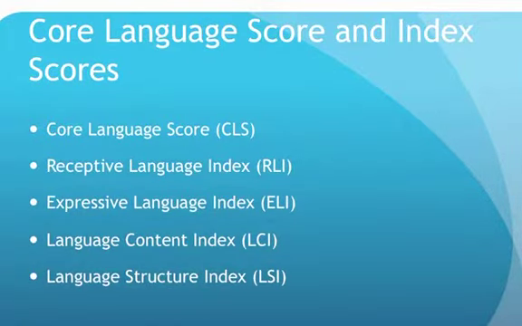There are 5 different core language scores and index scores that are provided on the protocol in order to assess the language abilities of a client. The first one is a core language score, which is a measure of general language ability. Next, we have a receptive language index, which is a measure of a student's listening and auditory comprehension skills. The third one is the expressive language index, which is an overall measure of a student's expressive language skills.